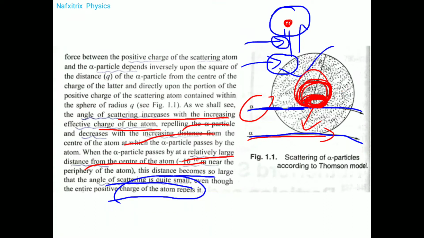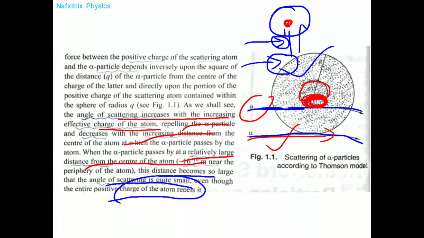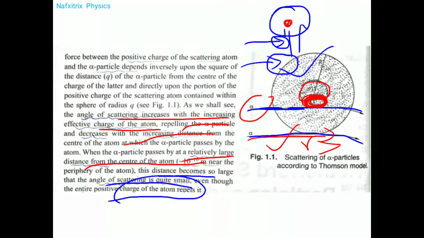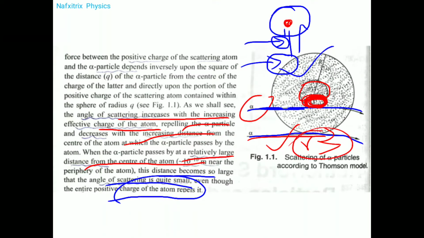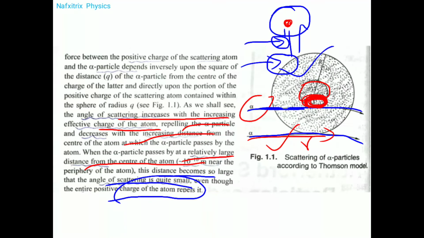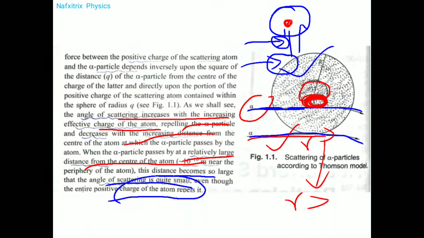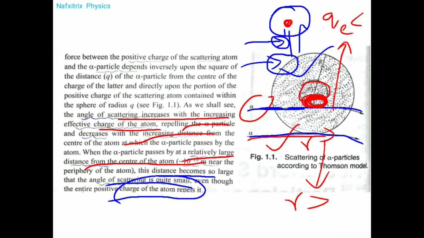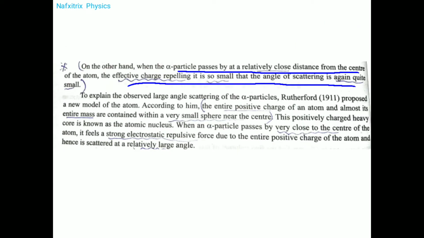So here in this we are having two scenarios. For this alpha particle it is at a larger distance, the distance is greater, and that's why scattering is less. And for this alpha particle the effective charge, q effective, is very less. So that's why here also the scattering angle is less. So that's the meaning of it.